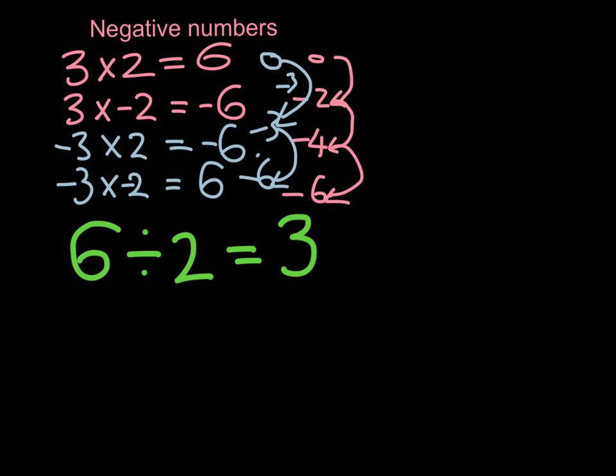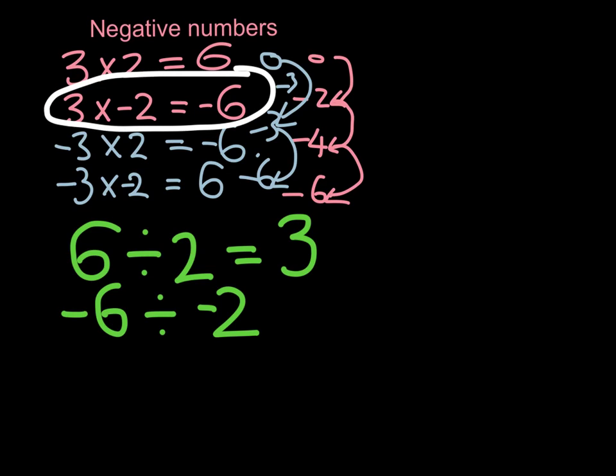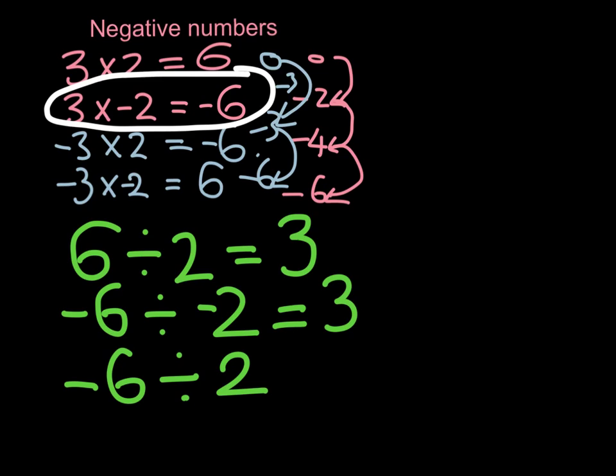I'm now going to have a look using the second one, minus 6 divided by minus 2. So if we look at this one here, I'm doing the inverse operation. I've got minus 6 divided by minus 2, therefore my answer must be 3. I'm going to have a look at the next one. So minus 6 divided by normal 2.